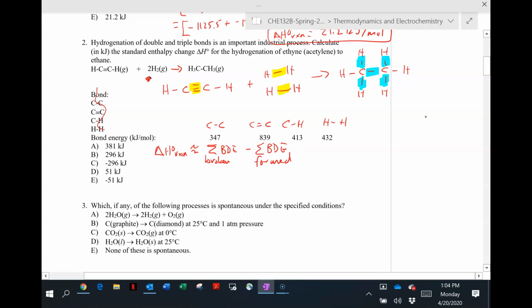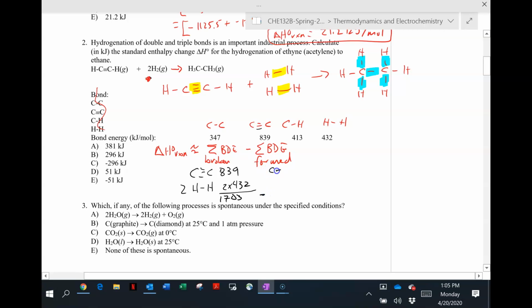So the ones broken, we're going to have the carbon triple bond, that's 839 kilojoules per mole. And then we've got 2 hydrogens, that's going to be 2 times 432 for our broken side. So if I do the math for that, that's going to be something around 1700, I think. So I'll do 432 times 2 plus 839, 1700, I'm sorry, 1703 kilojoules.